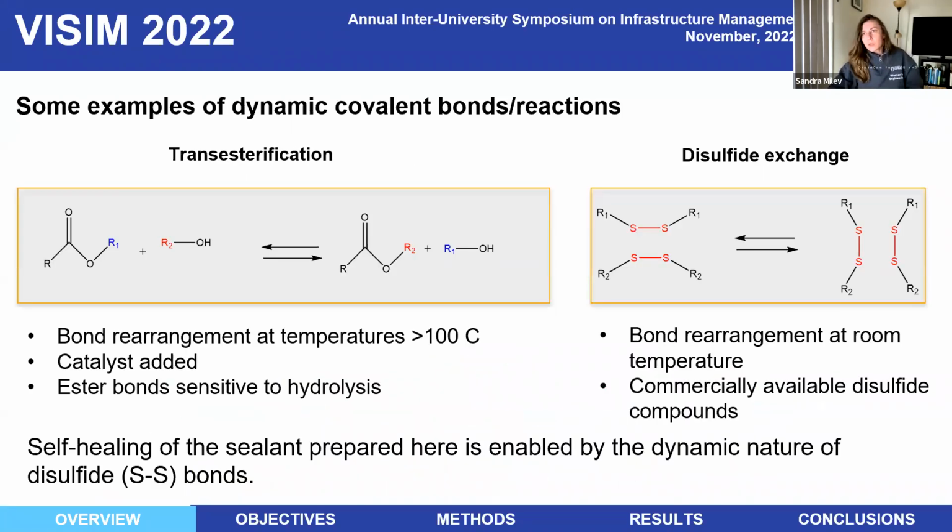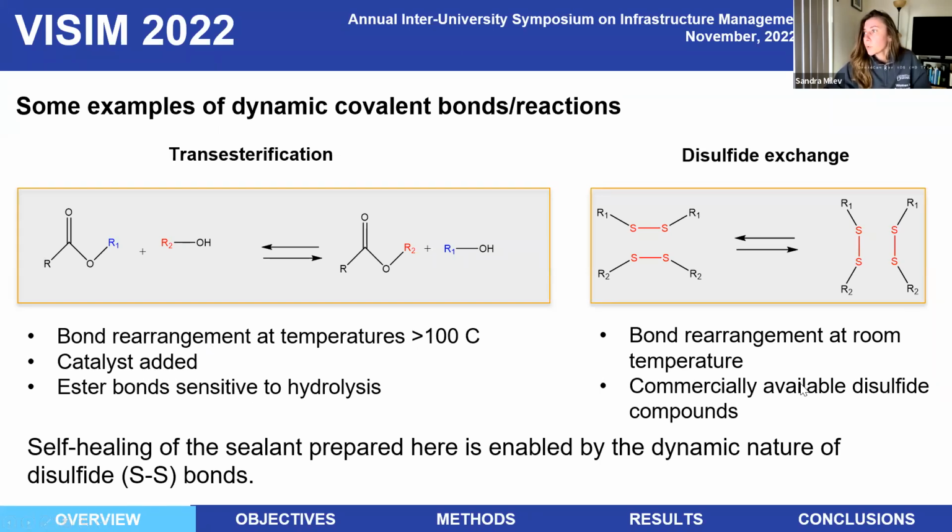These are some examples of the dynamic covalent bonds. One that was used a lot in the research is transesterification. This is because it is applicable to epoxy resins that are widely used in construction. But the problem is that bond rearrangement is possible only at temperatures higher than 100 Celsius and also with a lot of catalyst.